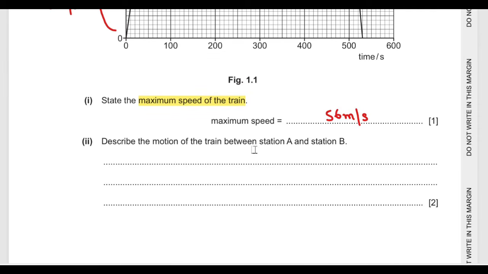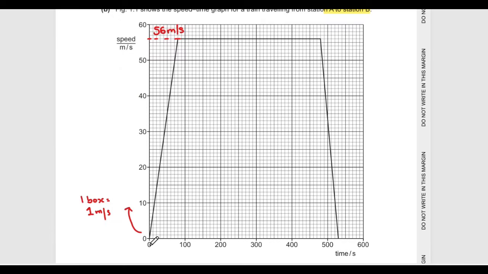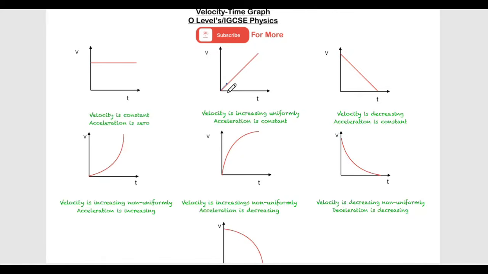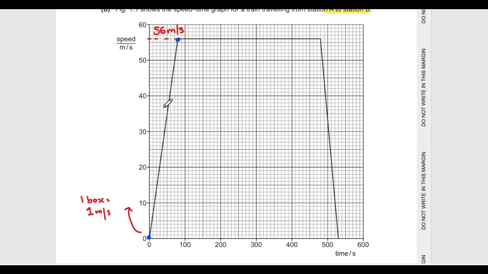Second part says describe the motion of train from station A to station B. So firstly, from this point till this point, this is a tilted straight line. And when we see our velocity time graph, a line like this shows increasing velocity and acceleration is constant. So I'll write increasing velocity and acceleration is constant.